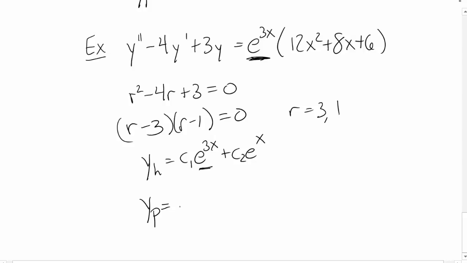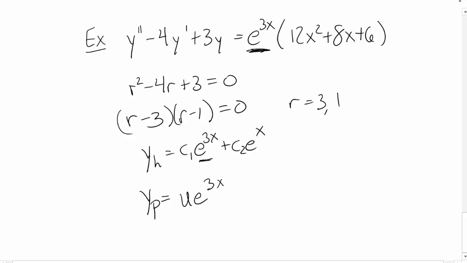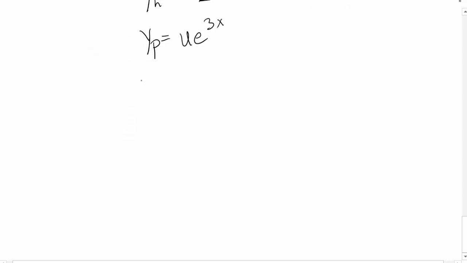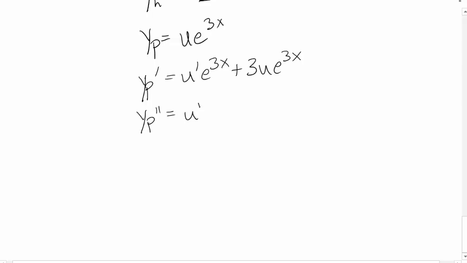I don't want to do it that way, so I'm going to go with some function u times e to the 3x. So that's our guess. The derivative of that is u prime e to the 3x plus 3u e to the 3x. The second derivative is u double prime e to the 3x. I'll get a 3u prime e to the 3x from here, same with a 3u prime e to the 3x from there. So I have 6u prime e to the 3x plus a 9u e to the 3x.